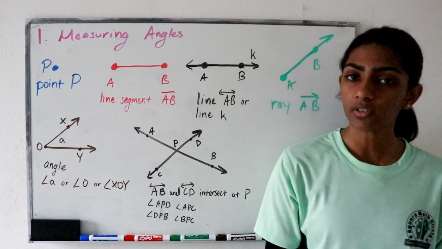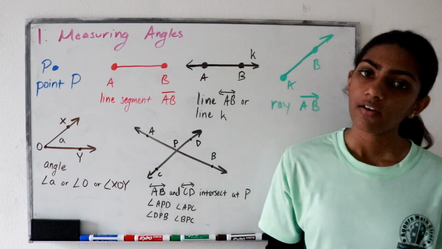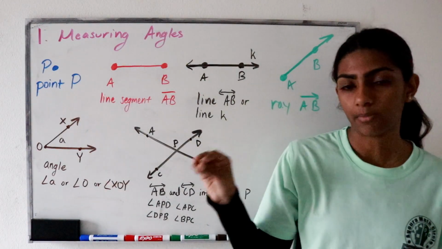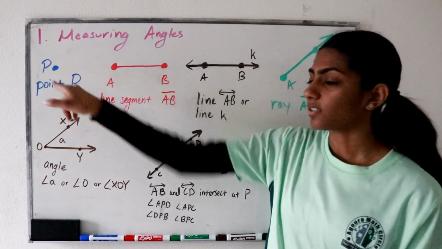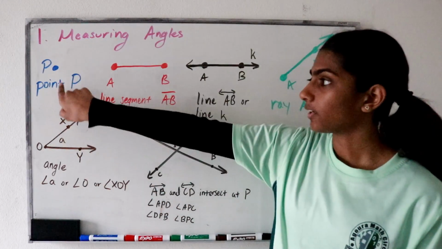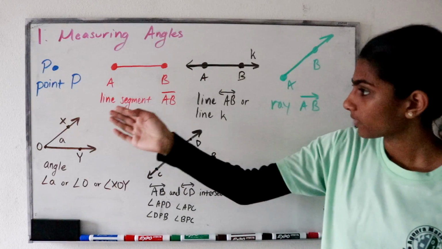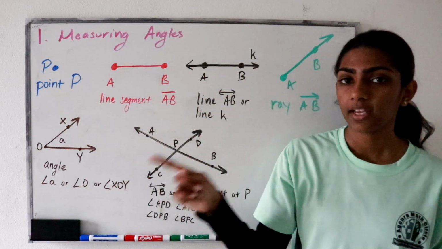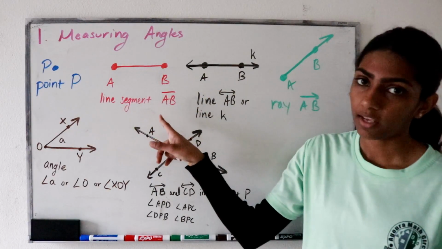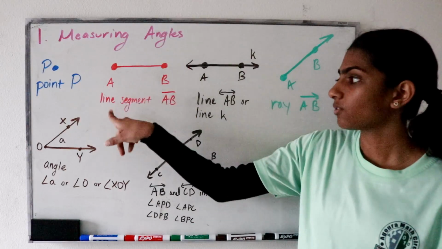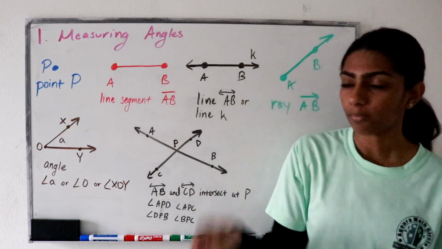So here are a bunch of important figures to know for measuring angles. First, we have a point, and that's just a dot on the paper, or dot in space. So this is labeled with a capital letter. So this right here is called point P, with a capital P. Next, if we have 2 points connected with a straight line, we have a line segment, and we can label it with the points. So this would be line segment AB with a bar on top.